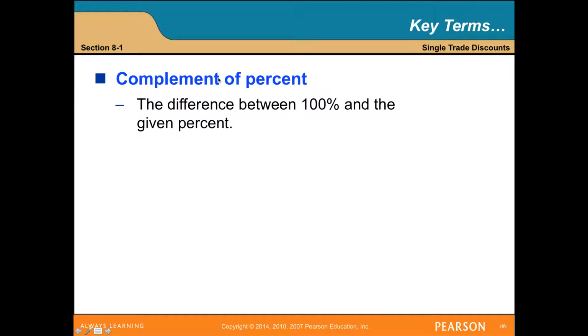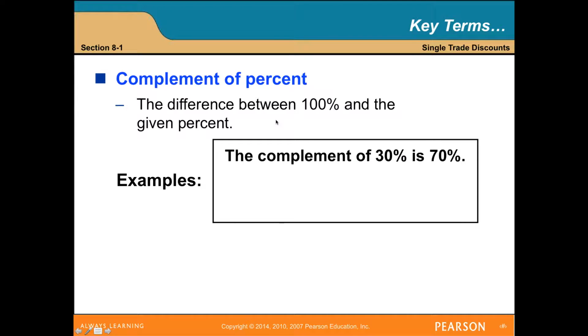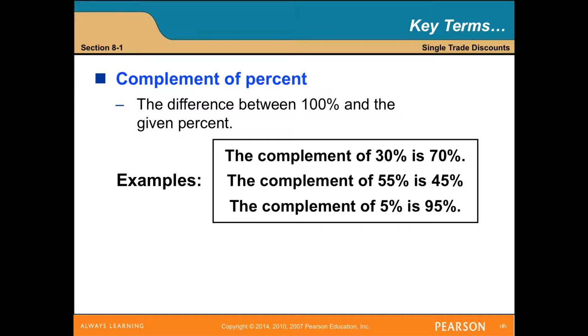Another key term, complement of percent, the difference between 100% and the given percent. So an example of the complement of 30% is 70%, the complement of 55% is 45%, the complement of 5% is 95%, and as you can imagine, the complement of 1% is 99%, of 2% is 98%. So it's basically what you need to add to that percent to equal 100%.